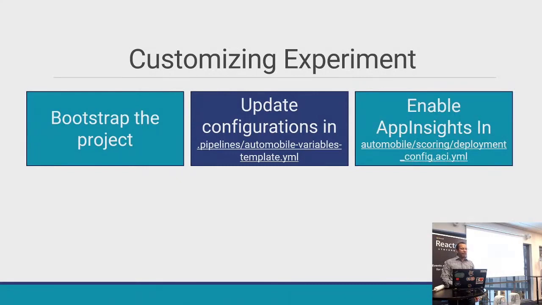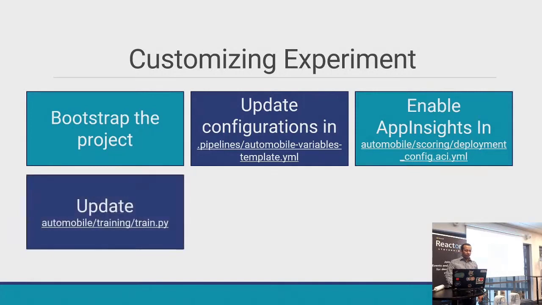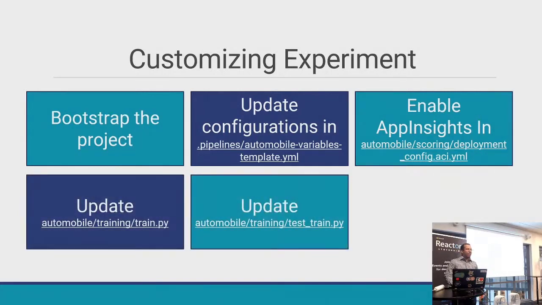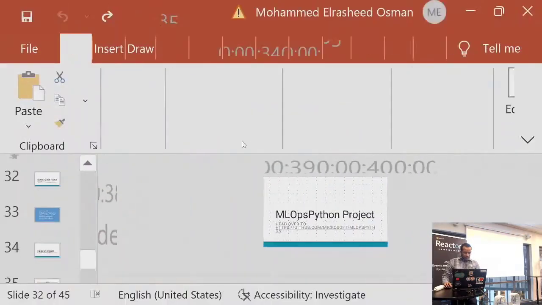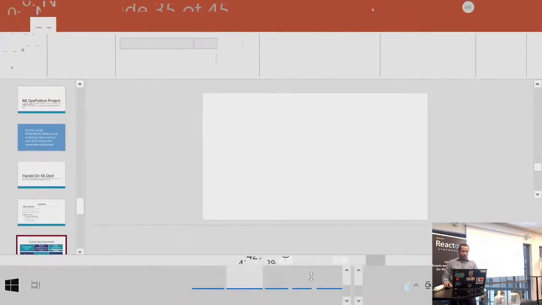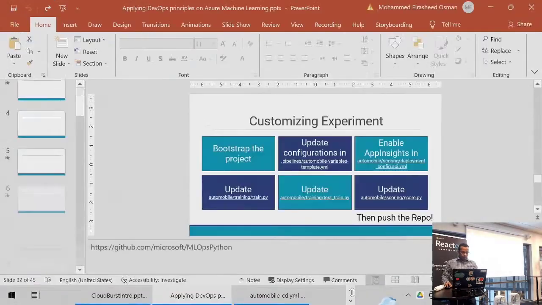We can enable application insights if we want to have results for that prediction being posted to application insights, or errors being posted to application insights. We will need to customize the training code. We will need also to customize the test train code, and this is where we split the testing and training data. And we will need to update the scoring code. Okay? And in order to save time, I have that already ready-made, so I'm going to show you in Visual Studio Code.